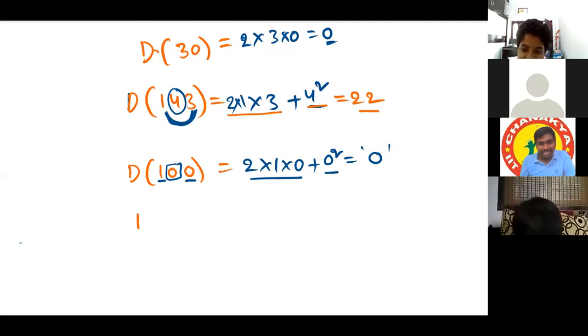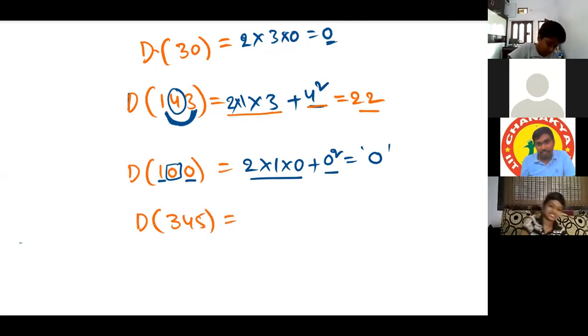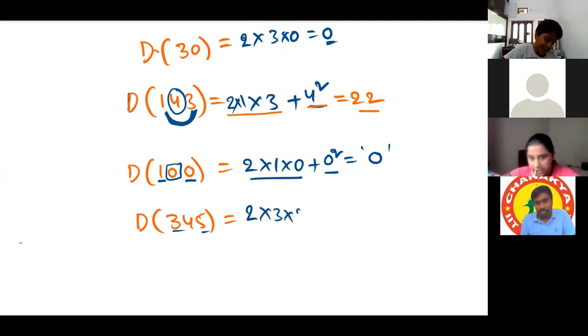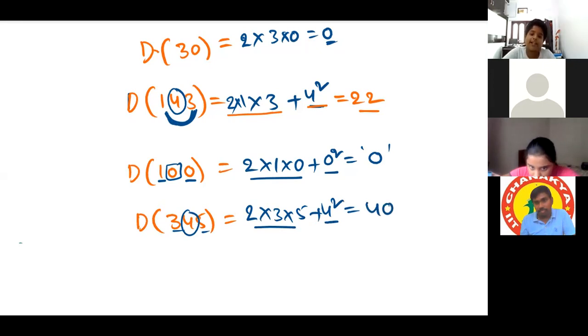Next, tell me what is the duplex of 345? 2 into 3 into 5 is 30, plus 4 square, 16. 30 plus 16 is 46. Oh, sorry, 46. I got 38 at first. Sorry, 46.